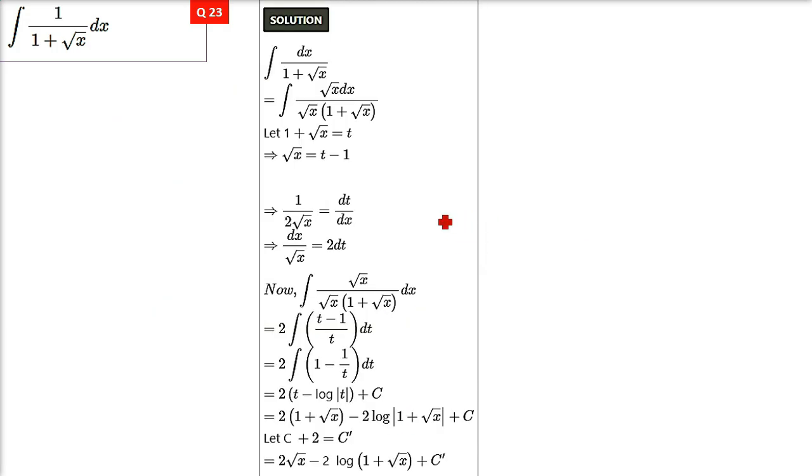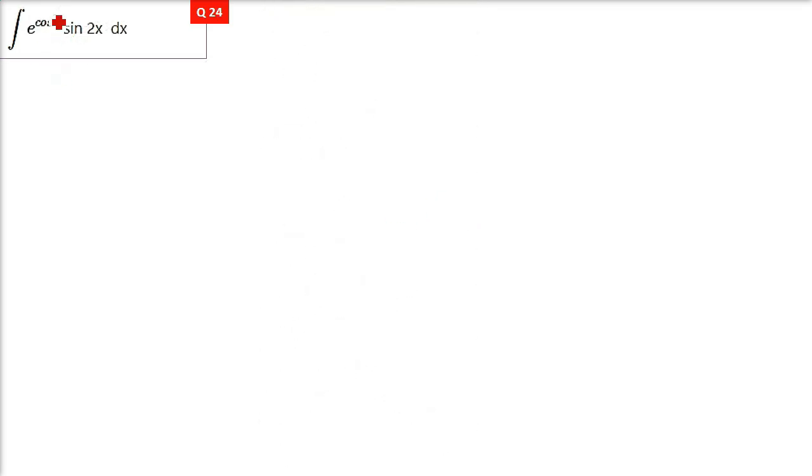So this is what I was talking about. There are different ways to do it. This is the one approach which I followed. Now this is a very straightforward question. Just take t as cos square x.